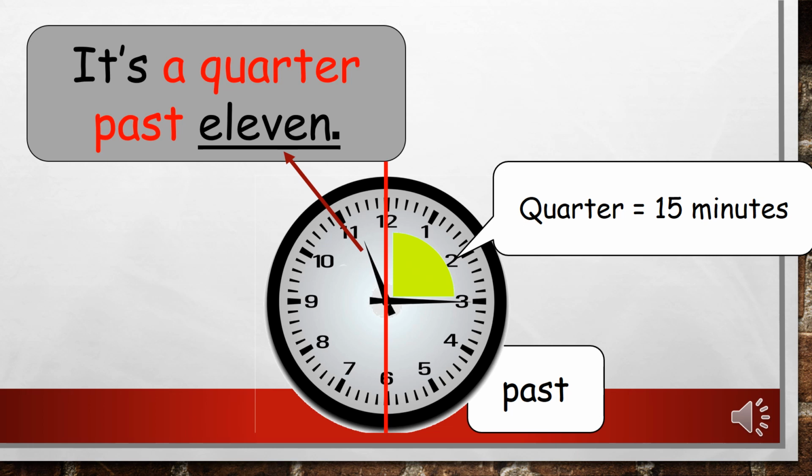Okay, kids, look at example 2. What time is it? Can somebody tell me? Yes, it's a quarter past 11. Why? It's because the long hand is pointing at 3, which means 15 minutes has passed. Meanwhile, the short hand is pointing at 11. So, it's a quarter past 11.